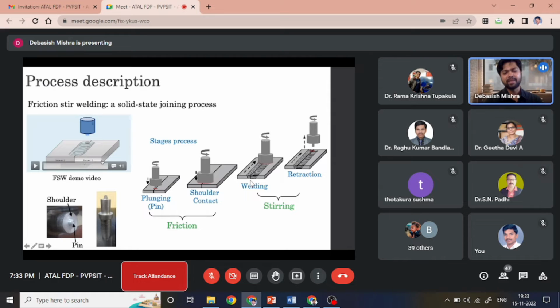So the materials are kept beside each other at the abutting edges, and this tool plunges inside the abutting edges, creating friction. That's why the first name of the process is friction. The pin and the shoulder contribute to the frictional heat generation, and after that the tool stirs the material, and that's why the second name is stir. And with this friction and stirring, the welding occurs. Finally, the tool retracts out of the process, leaving a keyhole at the end, and this is the entire joining process of friction stir welding.